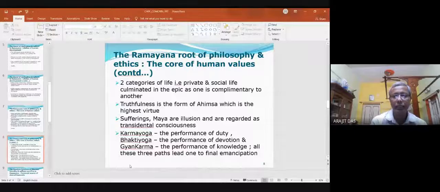Karma yoga, the performance of duty. Bhakti yoga, the performance of devotion. Gyan yoga, the performance of knowledge. All these three paths lead one to final emancipation. So through all these things, the epic, the Ramayana or any of them, tries to discipline humanity in the long run.